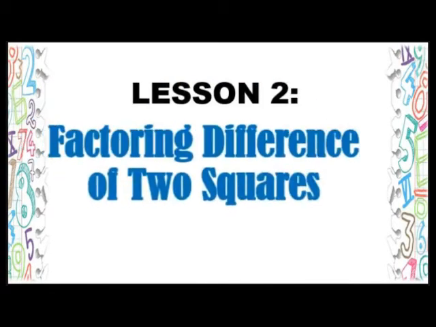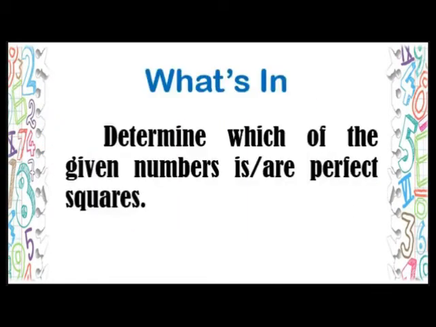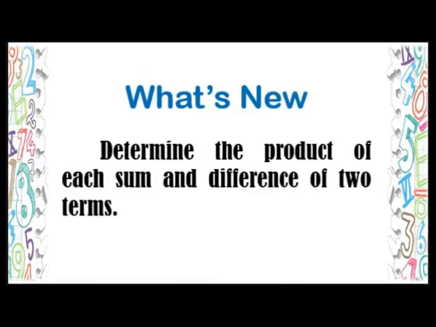Lesson 2, we have factoring difference of two squares. For the what's in part of the module, you have to determine which of the given numbers is or are perfect squares. When we say perfect squares, these are numbers that can be expressed as the product of two equal or two the same integers. Say for example, 9, because it has two common factors, 3 and 3. 25. 25 has factors 5 and 5.